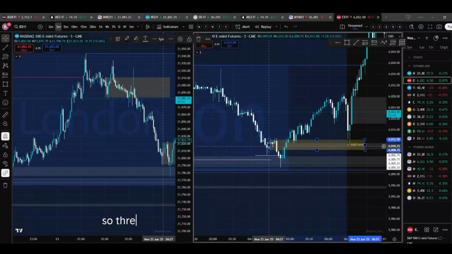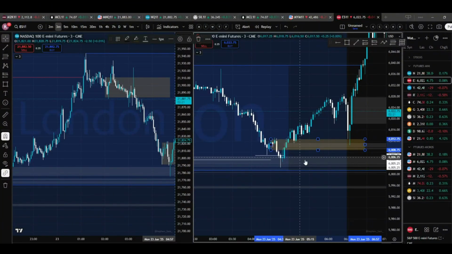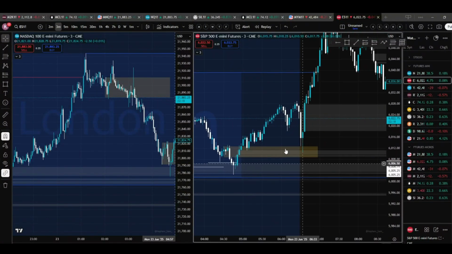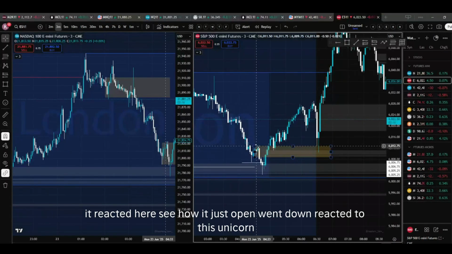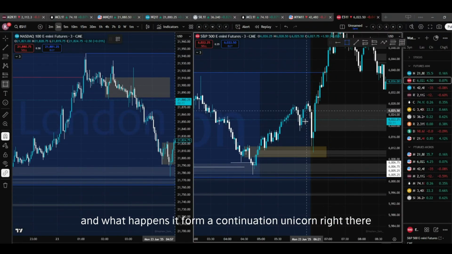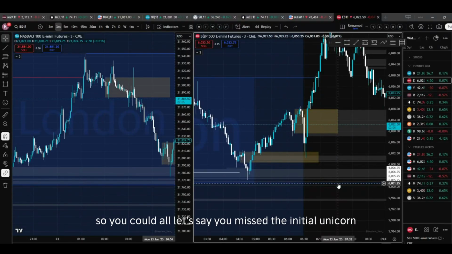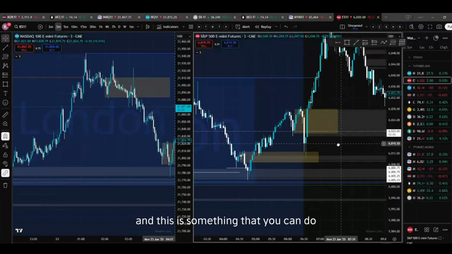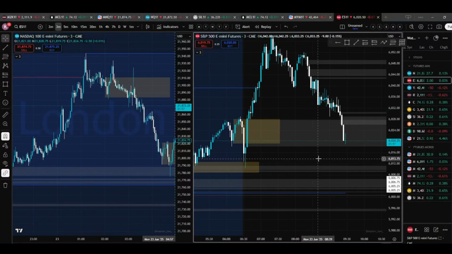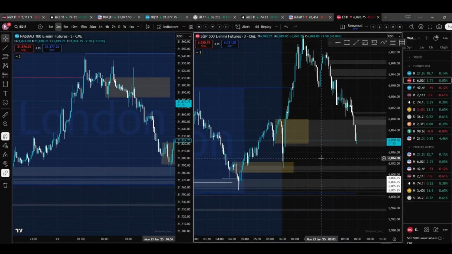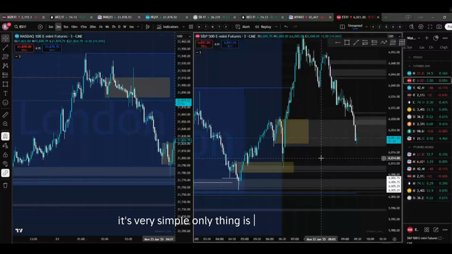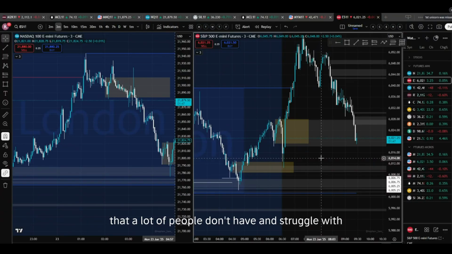Yeah, 3 minutes looks better. So on the 3 minute, we have a unicorn form right here. We have a fair value gap unicorn. It reacted here. See how it just opened, went down, reacted to this unicorn, and what happens? It formed a continuation unicorn right there. So let's say you missed the initial unicorn, you can look for a continuation unicorn as well. And this is something that you can do. And that's pretty much the basis of unicorn. It's very simple. The only thing is the patience that a lot of people don't have and struggle with.